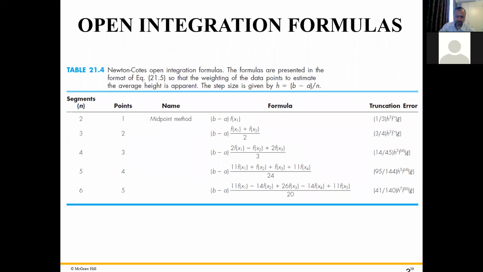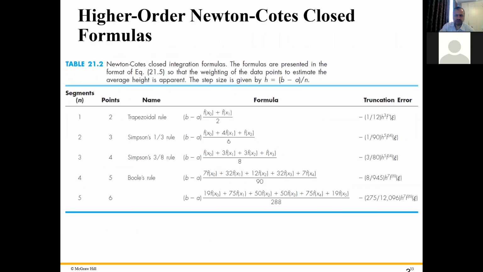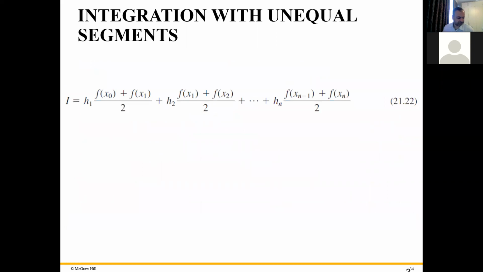Okay, so today we will start from integration with unequal segments. So up to now we have discussed the methods in which the segments were equal, but there can be a situation when the data which you will obtain will be with unequal segments. So in those situations, how you will integrate it?